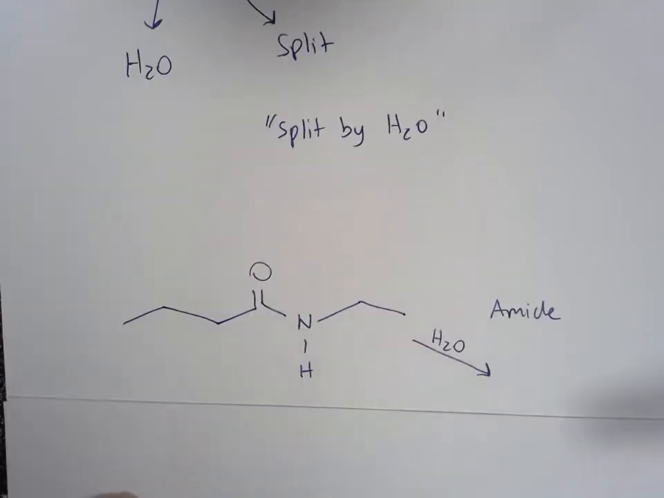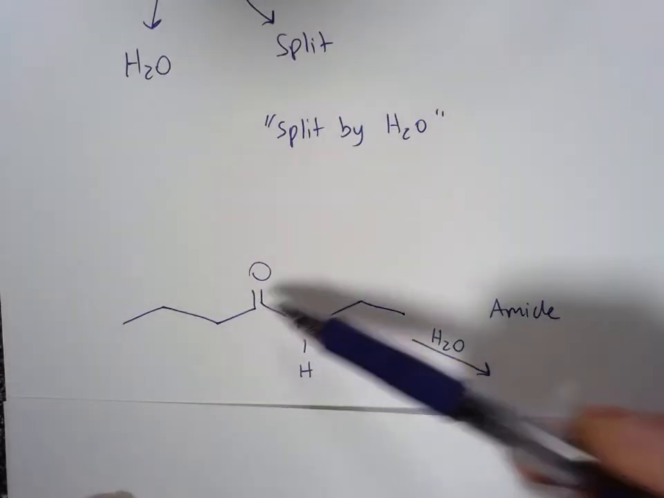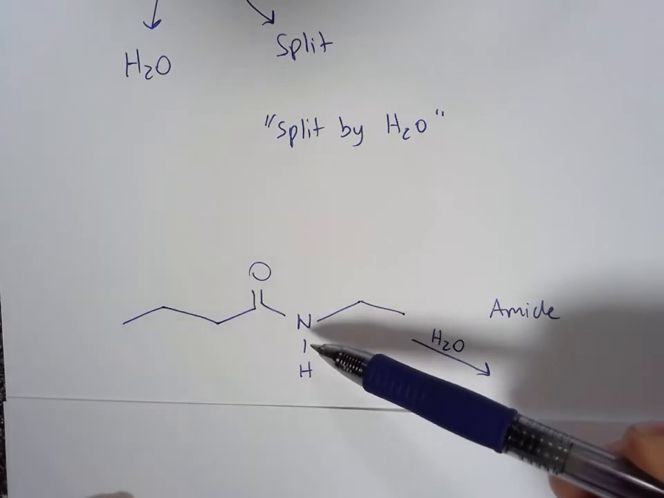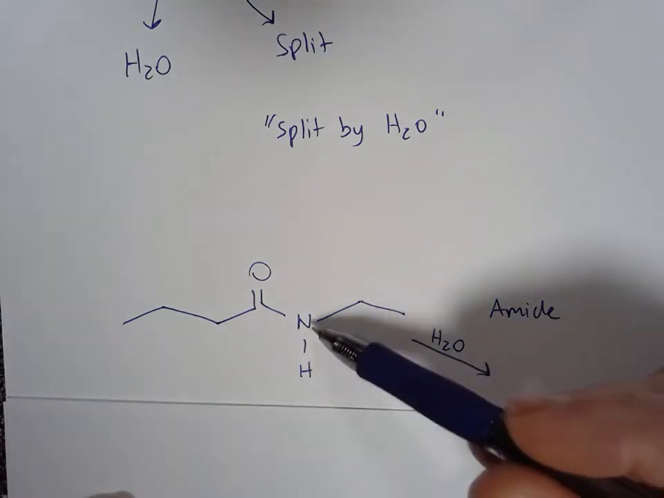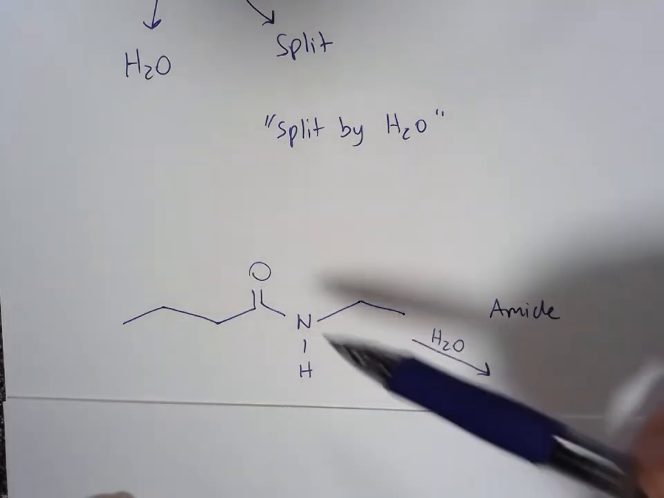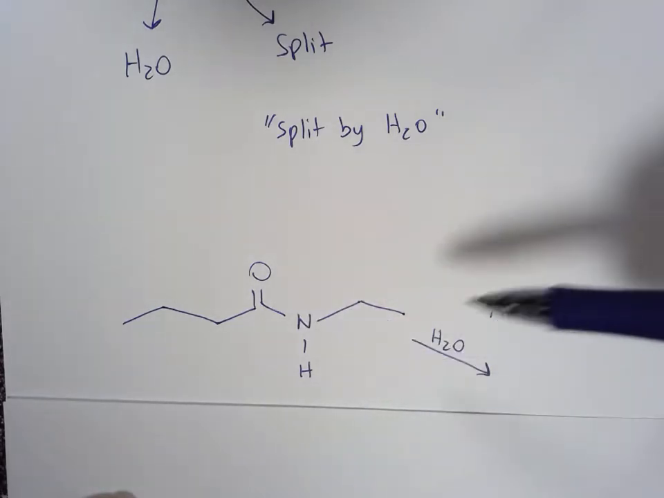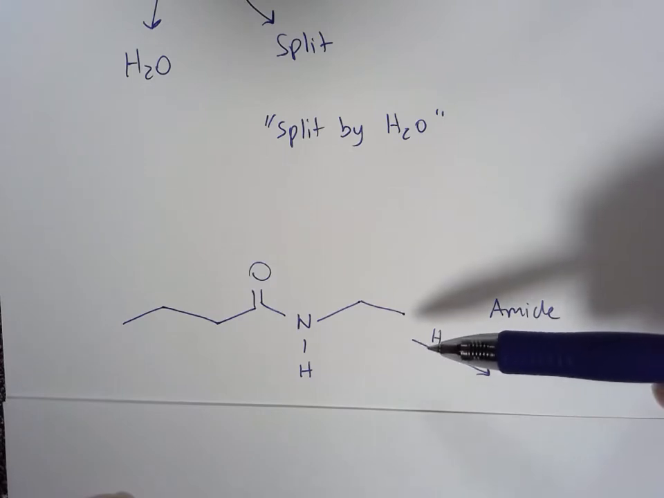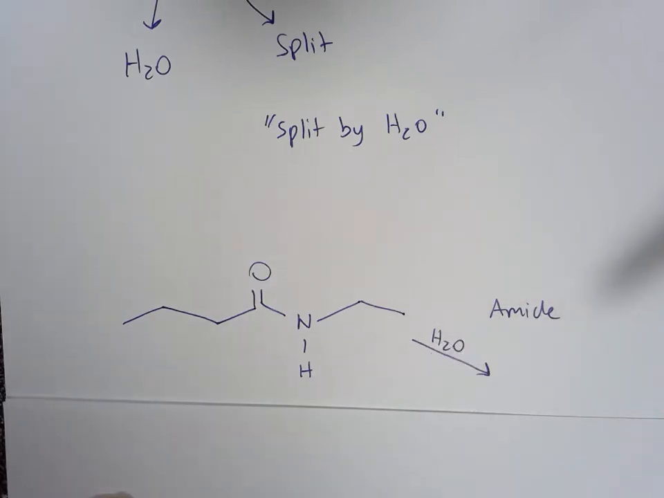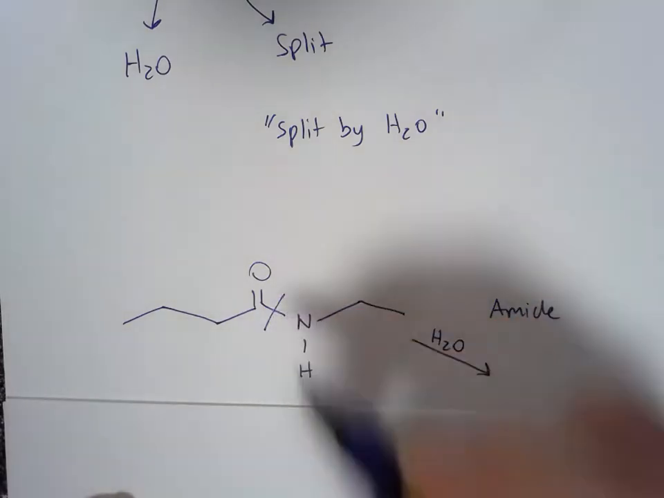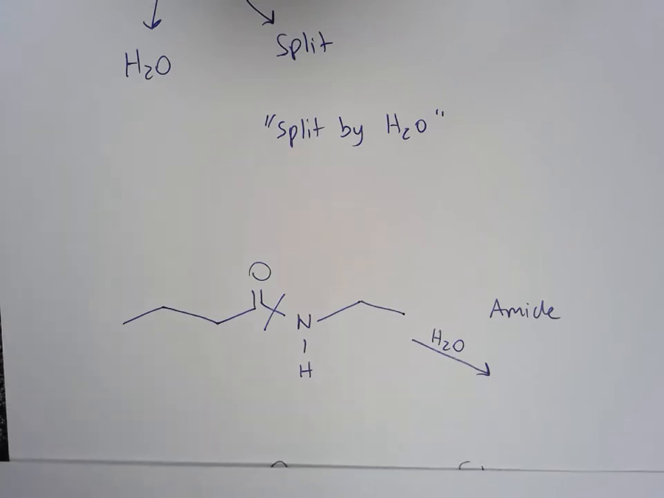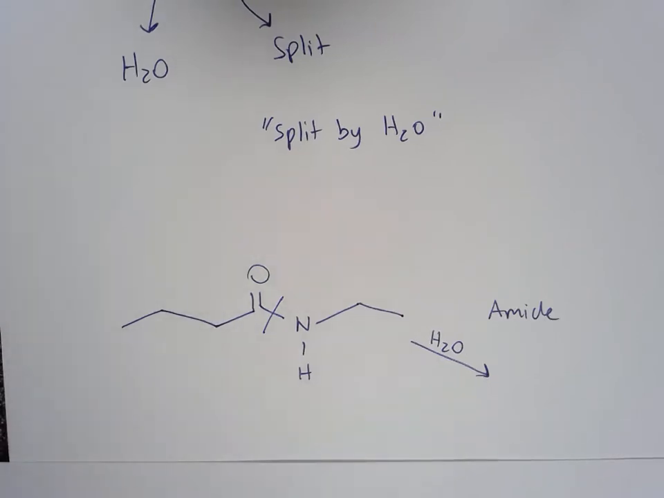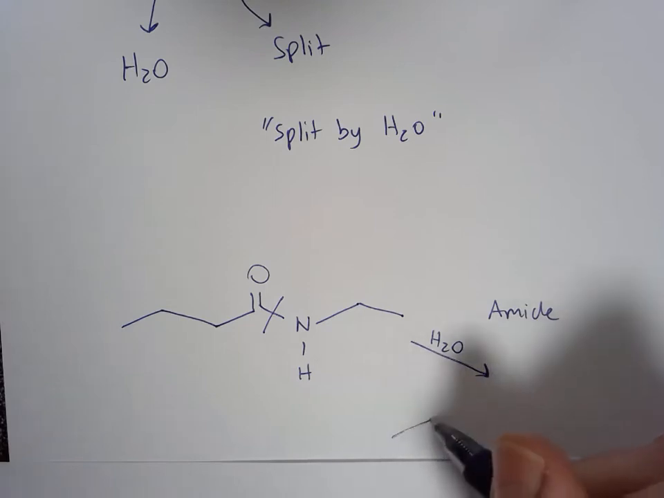With the amide, we have a carbonyl, C double bond O, and that is adjacent to a nitrogen. And in the case of peptide bonds, that nitrogen is going to have one hydrogen attached to it. So whenever an amide reacts with water, it is going to split that amide up, and it will split right here. So that is the reaction point. That's the bond that gets broken by the water. And what we end up with in the end are two separate compounds.